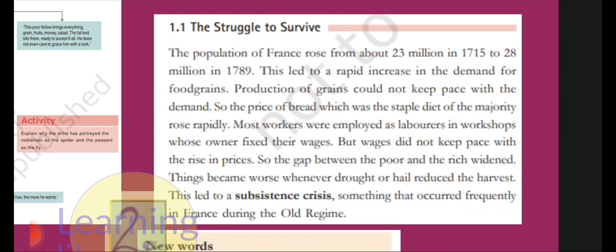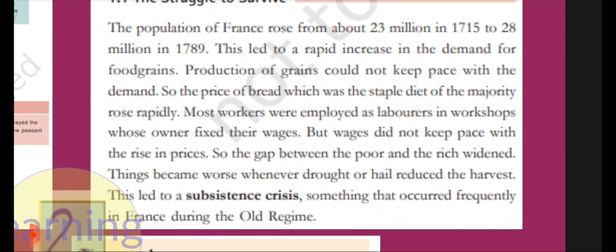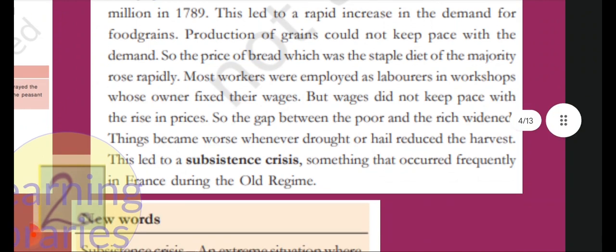The population of France rose from 23 million in 1715 to 28 million in 1789. This led to a rapid increase in the demand for food grains. Production of grains could not keep pace with the demand. So the price of bread, which was the staple diet of the majority, rose rapidly. Most workers were employed as laborers in workshops whose owner fixed their wages.